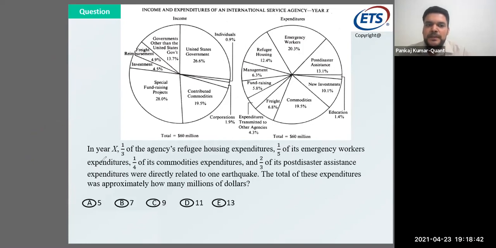Like here, if you see, in year X, we're talking about 1/3 of the agency's refugee housing expenditure. 1/3 of refugee housing expenditure, that is 12.4% of 60 million. Then 1/5 of emergency workers expenditure. I'm saying 1/5 of emergency workers expenditure.